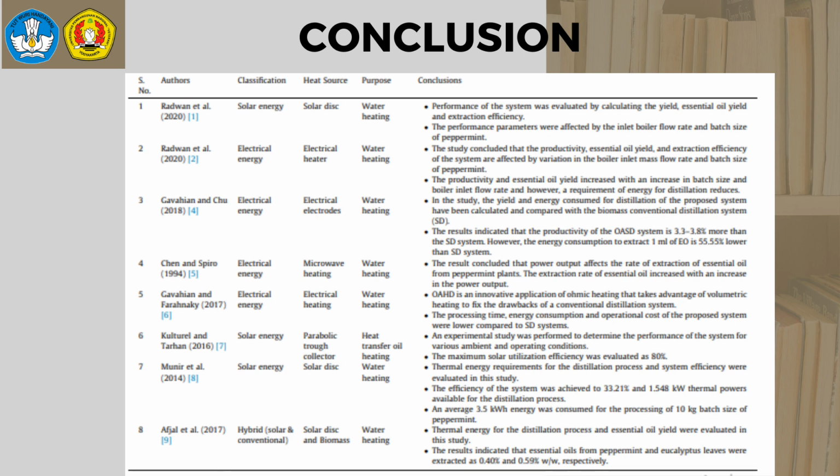And the last conclusion by the author, with classification hybrid solar and conventional, purpose water heating. The conclusion is the thermal energy for the distillation process and essential oil yield were evaluated in the study. The result indicated that essential oil from peppermint and eucalyptus leaf was extracted at 0.14%.